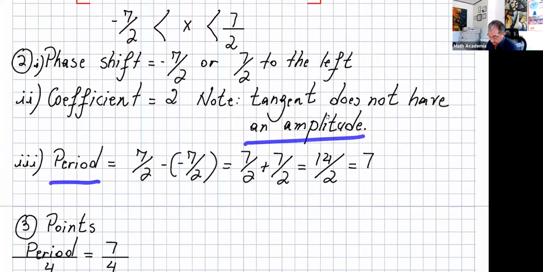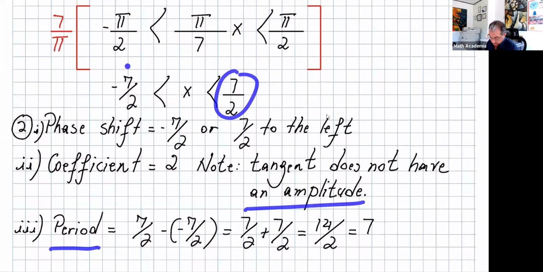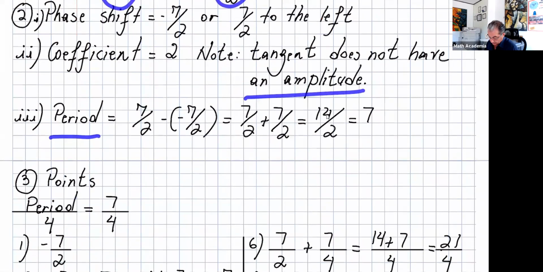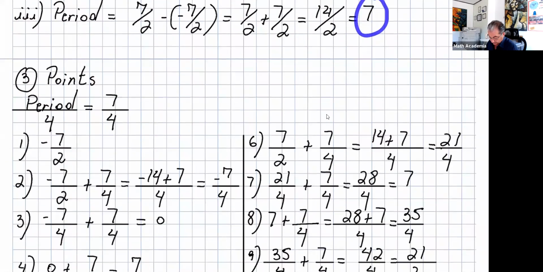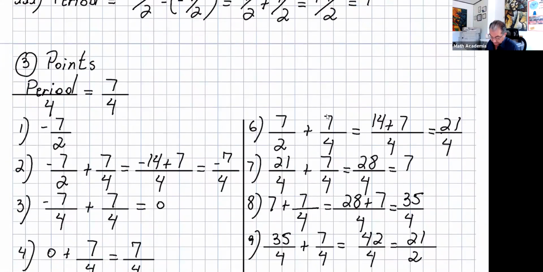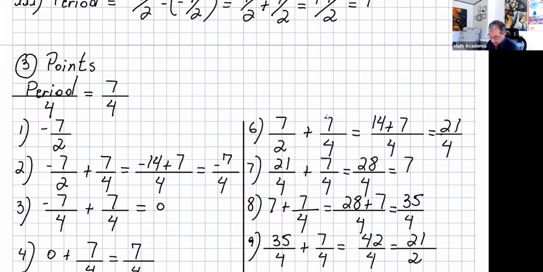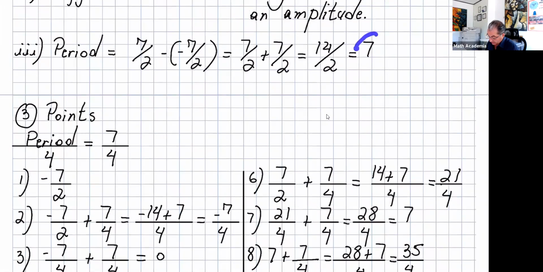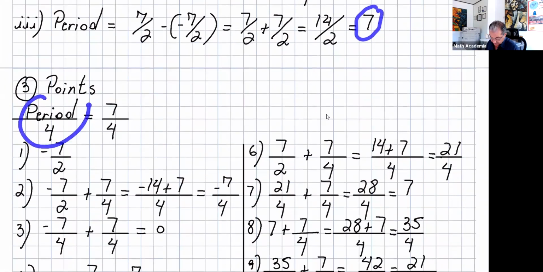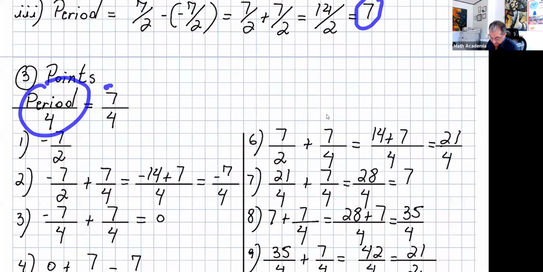The period, always that number minus that number. So it's 7 over 2 minus -7 over 2. That's 7 over 2 plus 7 over 2, which is 14 over 2. And that's 7. Points on the graph one more time. Always take the period and divide that by 4. So you get 7 over 4.